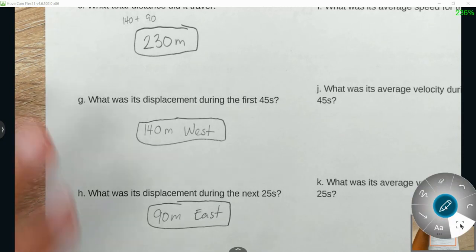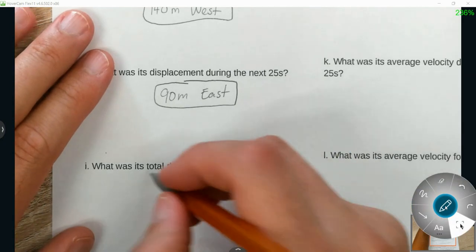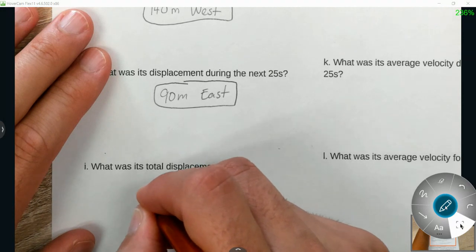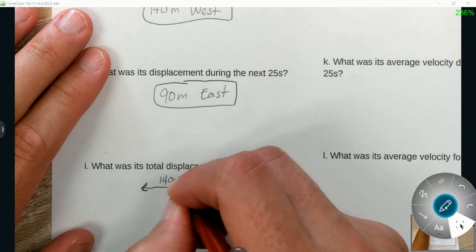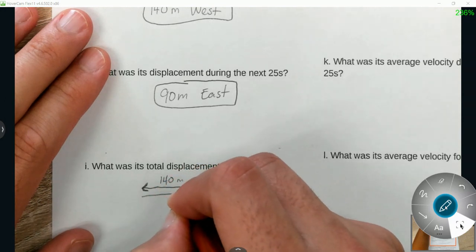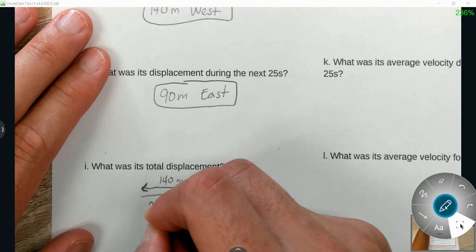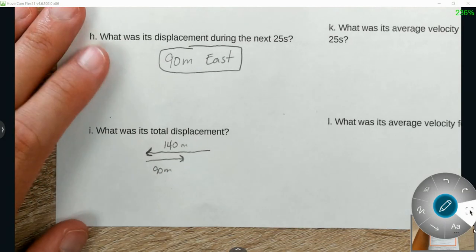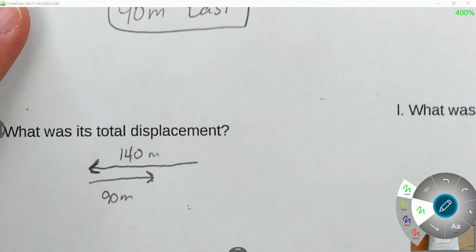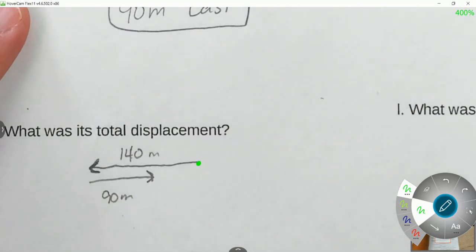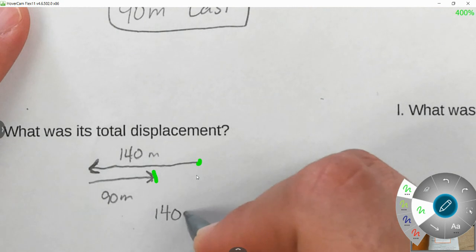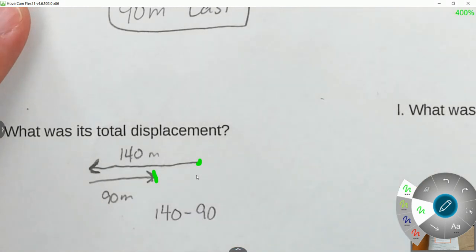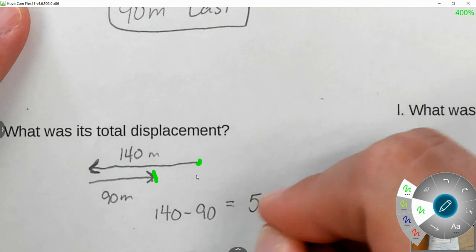All right, now, what about the total displacement? So for this, you went 140, and then you came back 90. So they want to know this last piece: how far away are you from this starting spot? This is where you ended. So how do I figure that out? Well, opposite directions, what are you going to do? You're going to subtract. So what's 140 minus 90? How much? Good, 50 meters.